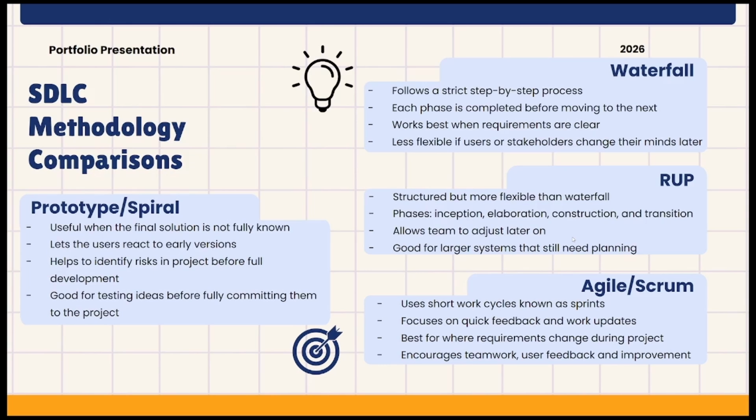These SDLC methods all help teams build systems, but they work best in different situations. Waterfall is best when the project is very clear from the beginning. RUP is still structured, but it gives the team more room to adjust. Agile and Scrum are more flexible because they use short cycles and feedback. Prototype and Spiral are useful when the team is still testing ideas or dealing with higher risk.